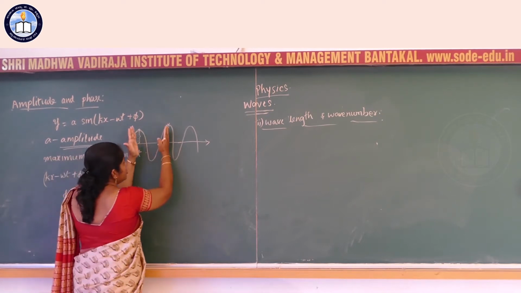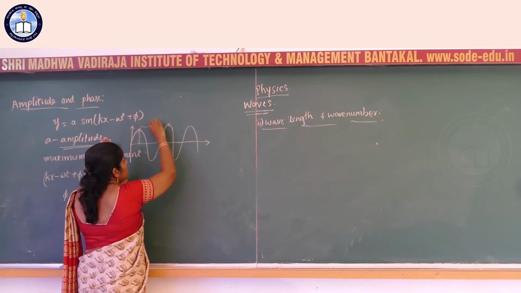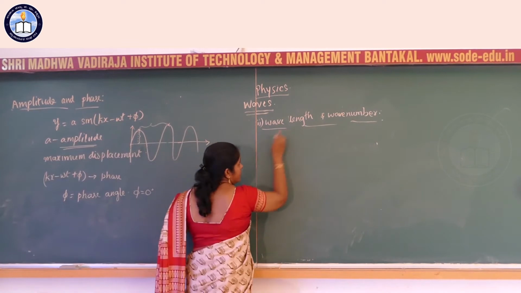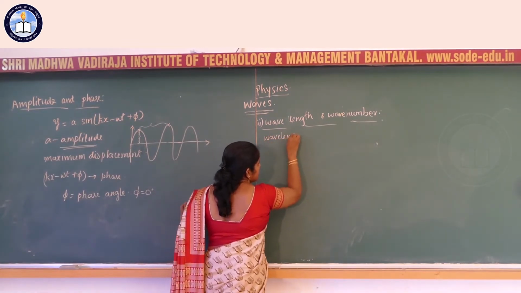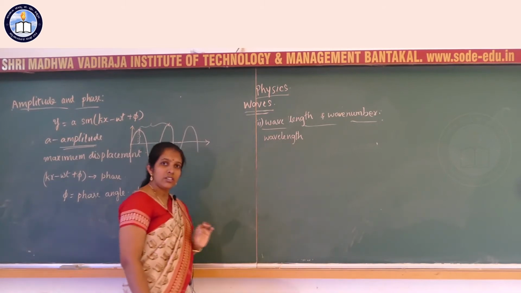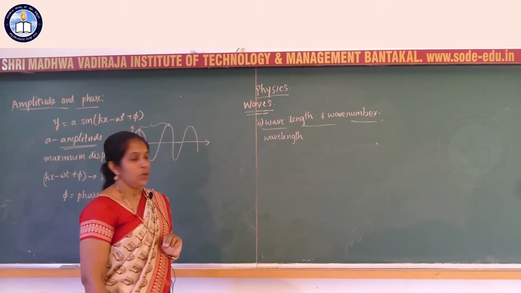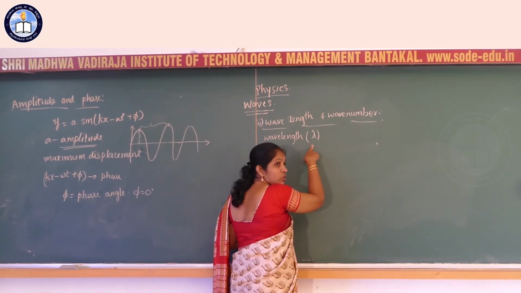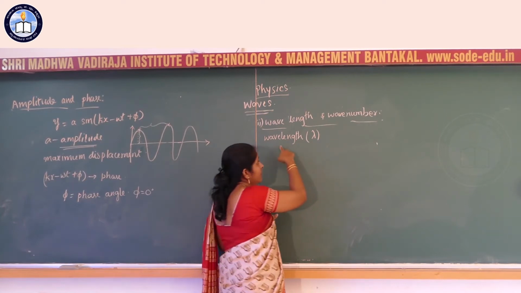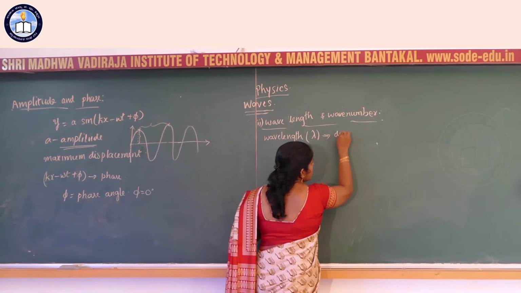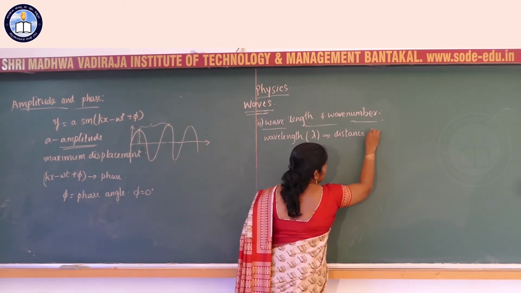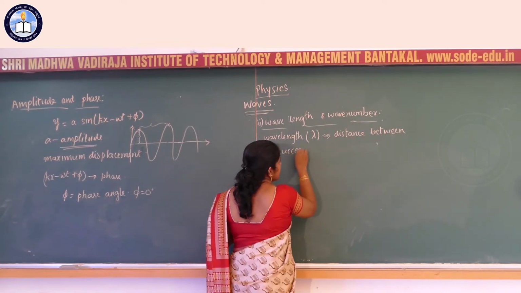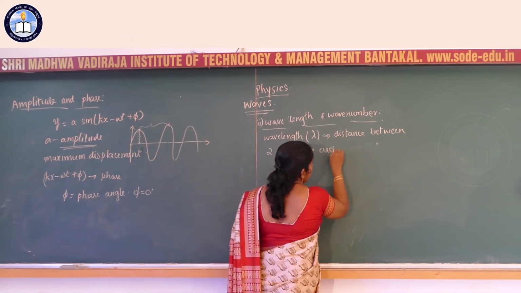The minimum distance between two particles which are vibrating at the same phase is called wavelength. Wavelength is the distance between two successive crests or two successive troughs. Wavelength is represented by the letter lambda. We use the letter lambda to write wavelength. Wavelength is the distance between two successive crests or troughs.